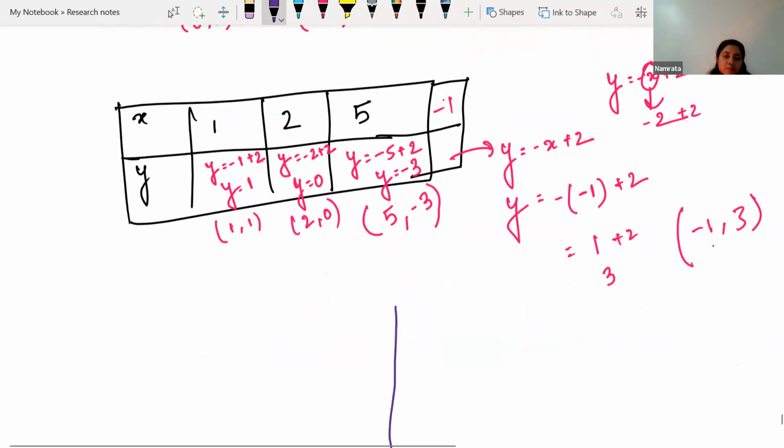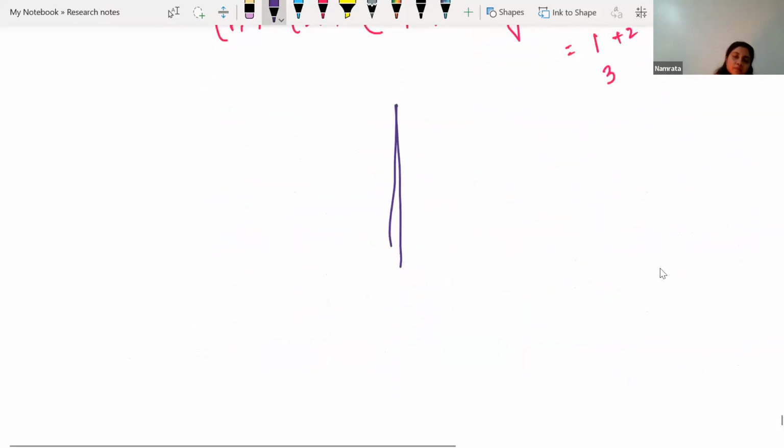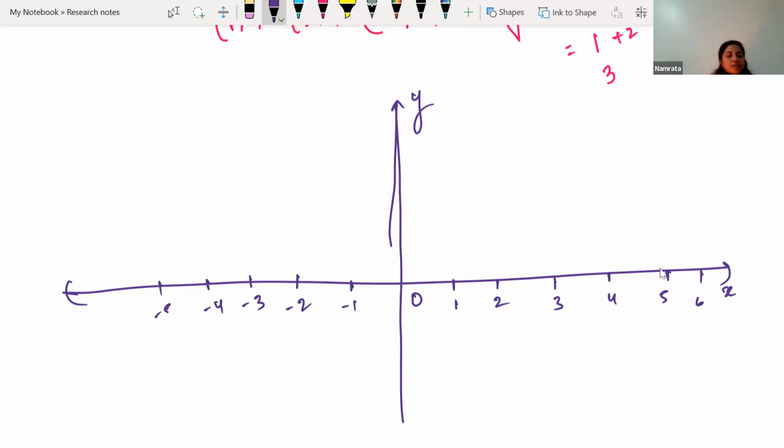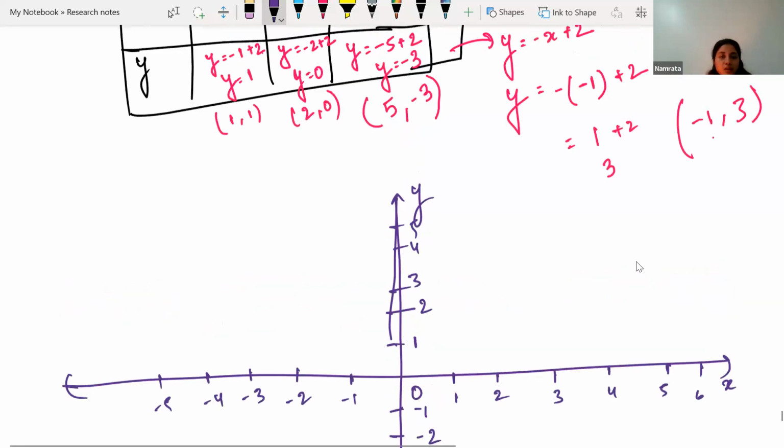Now, let's plot it. Here we are having x-axis, here we are having y-axis, here it is 1, 2, 3, 4, 5, 6. Here we are having negative 1, negative 2, negative 3, negative 4, negative 5, just like that. Here we are having 1, 2, 3, 4, 5. Here we are having minus 1, minus 2, minus 3, minus 4. Now let's locate the point.